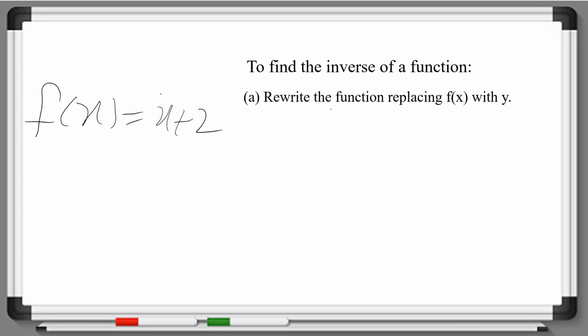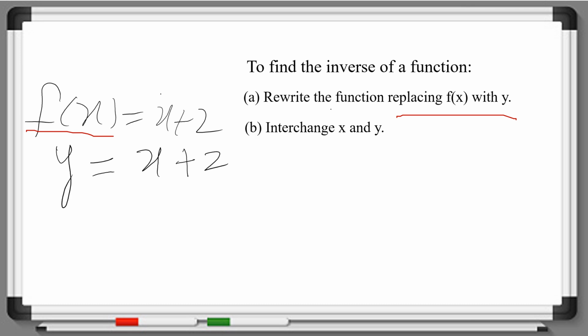So I will rewrite now. In place of f of x, I will write y is equal to x plus 2. I replace f of x with y. See, I replaced it. Now the next step, interchange x and y. Here I mean to swap. In place of y, I will write x, and in place of x, I will write y. So now it will be x is equal to y plus 2. So I swapped. In place of y, I have written x. In place of x, I have written y.